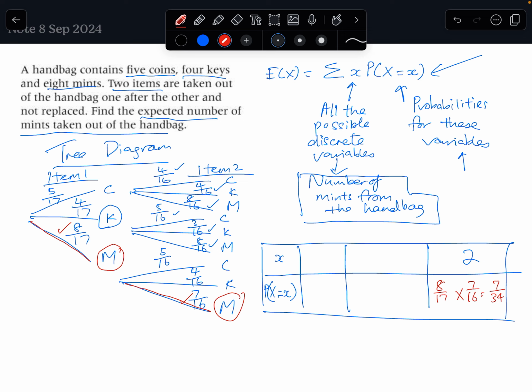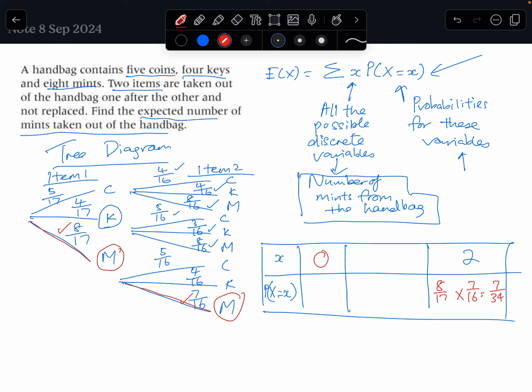Now, what we're going to be doing is, we also could consider that there could be no mints taken out from the handbag. Now, what does this mean? If there are no mints taken out from the handbag, we have to consider scenarios where you do not actually get any mints taken out from the handbag. So let's go back to the tree diagram again and identify which scenarios do not give you a mint.